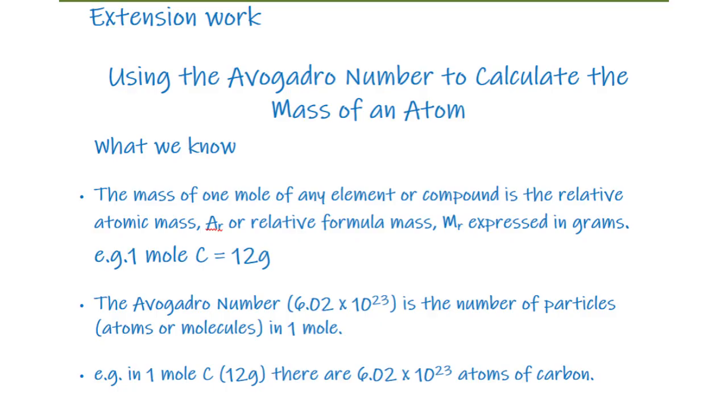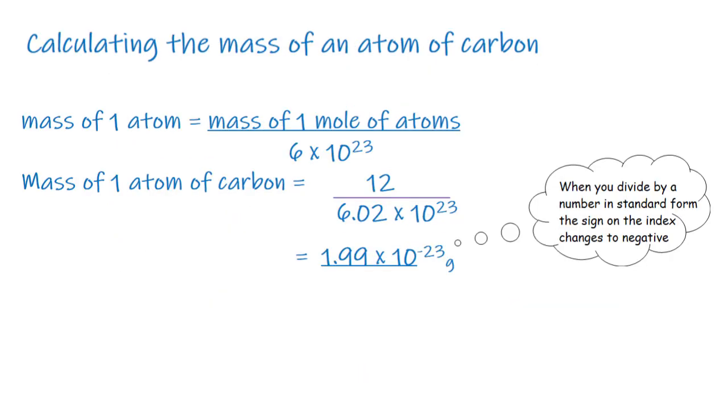So, for example, in 1 mole of carbon, 12 grams, there are 6.02 times 10 to the 23 atoms. So we should be able to work out the mass of 1 atom simply from that. So the mass of 1 atom is the mass of 1 mole of atoms divided by 6.02 times 10 to the 23. The mass of 1 atom of carbon, therefore, is 12 divided by 6.02 times 10 to the 23.